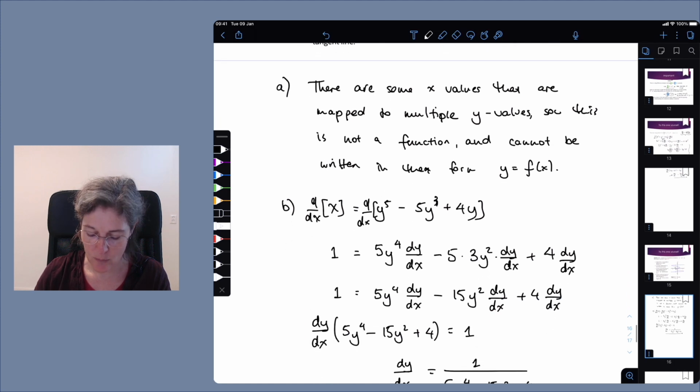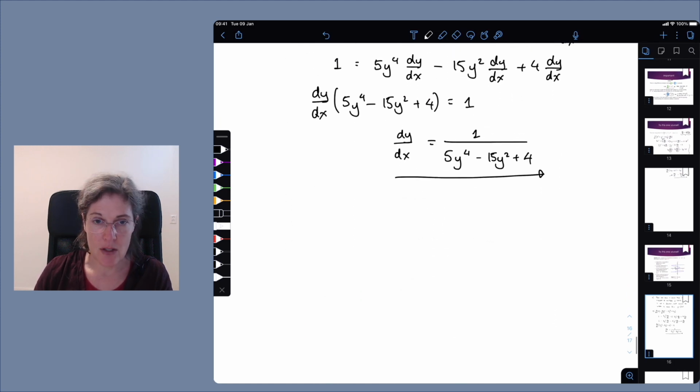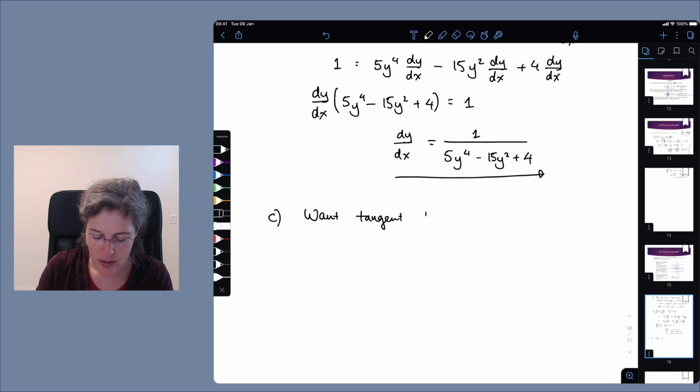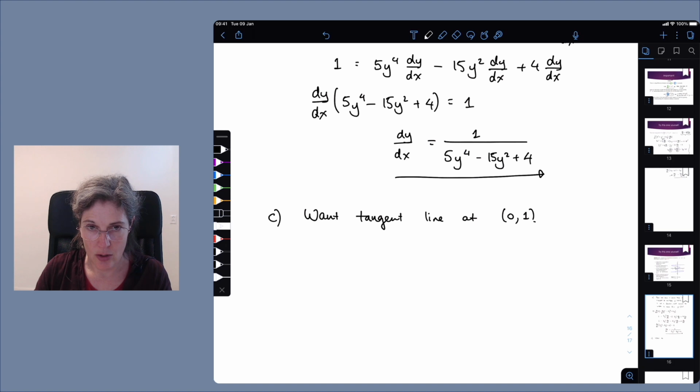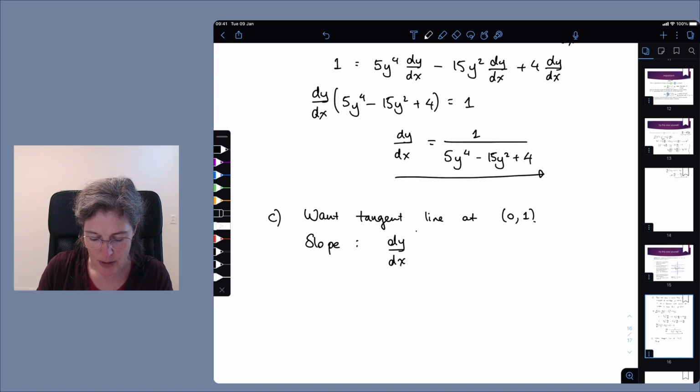So if you think about finding a straight line, you can do this in multiple ways, but ideally if you have the slope and a point on the line, you're good to go. Okay, so we want the tangent line at (0, 1). Let's find the slope. Well, we know that the slope is our derivative evaluated at the point that we're interested in.